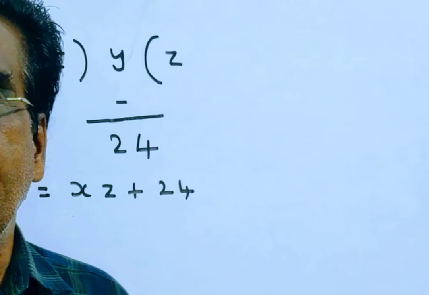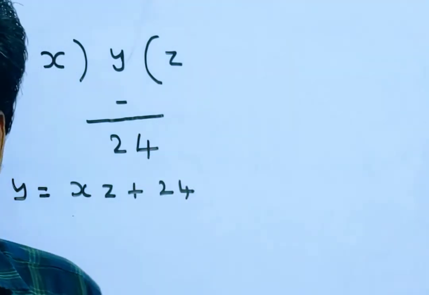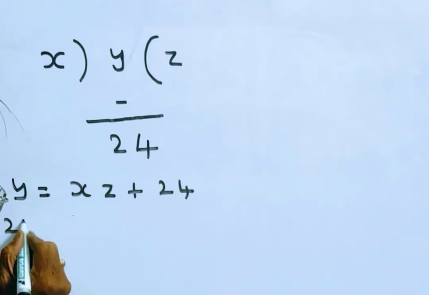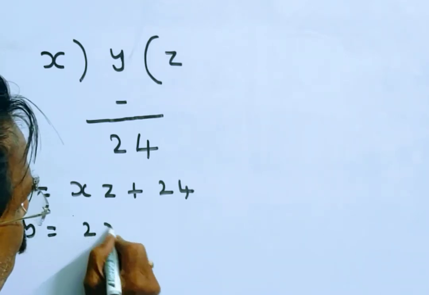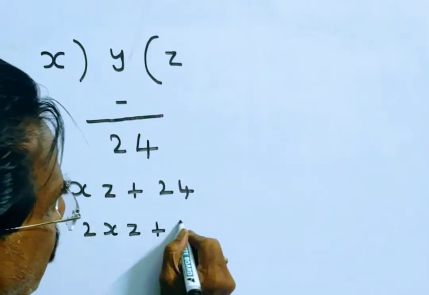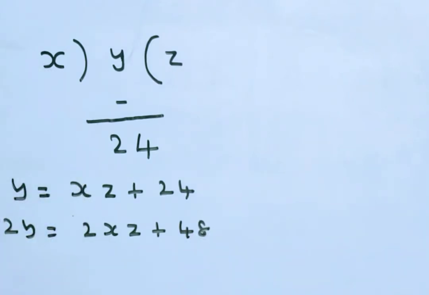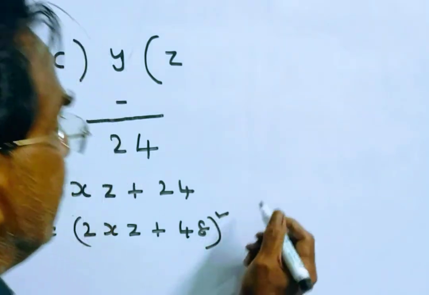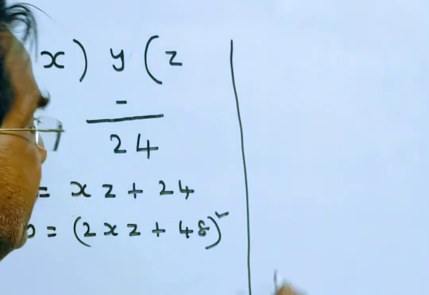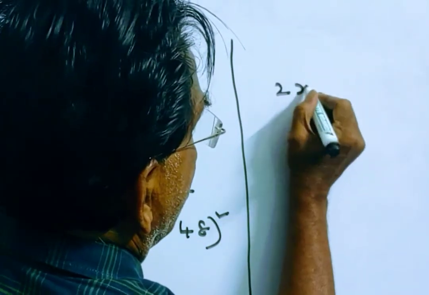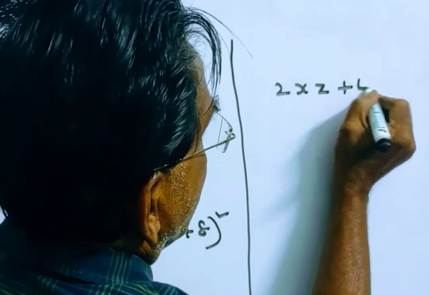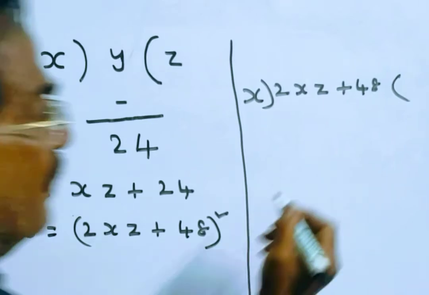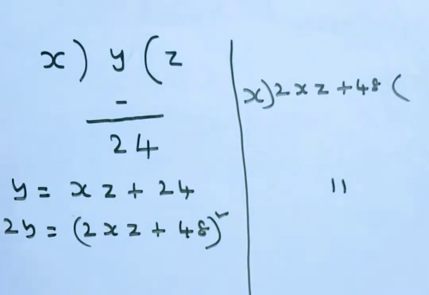Friends, now it is given that if twice the number is divided by the same divisor, twice the number means 2y. 2y is equal to 2xz plus 2 times 24, so 48. It is given that if twice the number is divided by the same divisor, the remainder is 11.